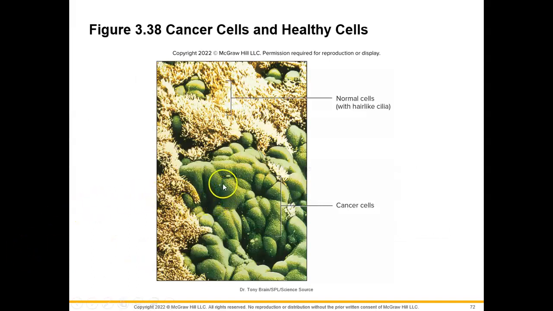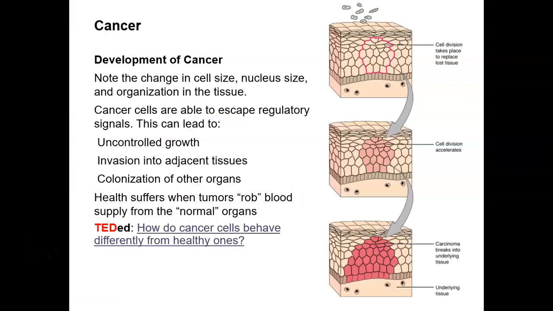This image is showing cancer cells which don't have the normal structure of the healthy cells with cilia. Development in cancer can cause changes in cell size, nucleus size, and organization of a tissue. Cancer cells are able to escape regulatory signals. This can lead to uncontrolled growth, invasion into adjacent tissues, colonization of other organs, and the health suffers when tumors rob blood supply from the normal organs.